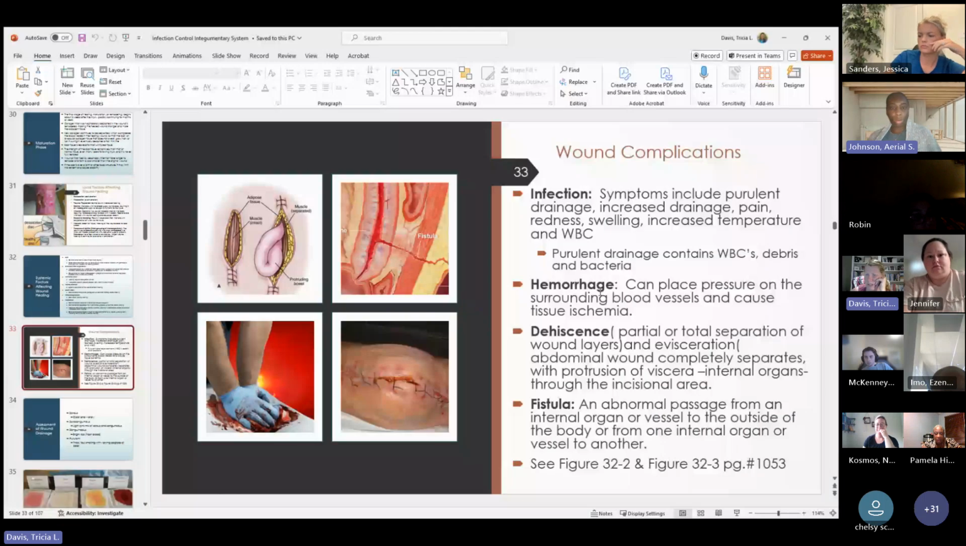Okay, and the infection, what do you need to know? You need to know everything on this slide, but you definitely need to understand what is purulent drainage. So if we talk about purulent drainage, what is it? Purulent drainage is just those white blood cells, the debris, and the bacteria. So again, definitely if your patient had surgery, make sure you're monitoring that site very vigilantly.